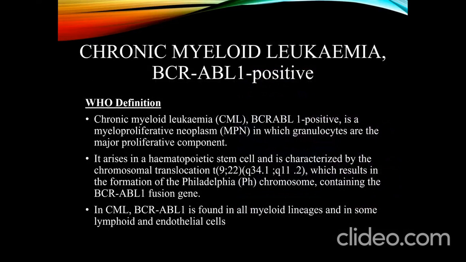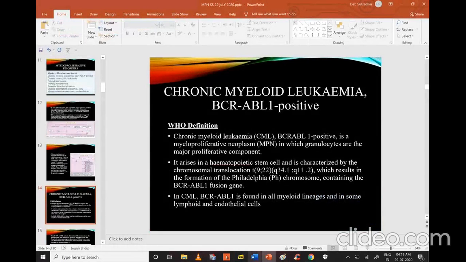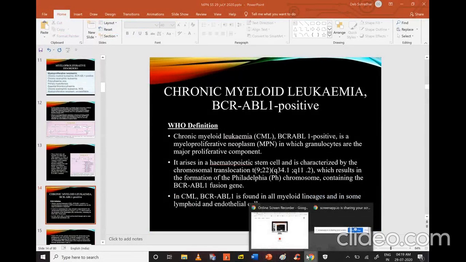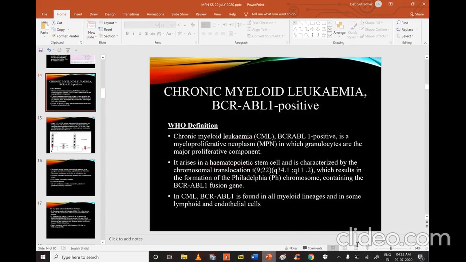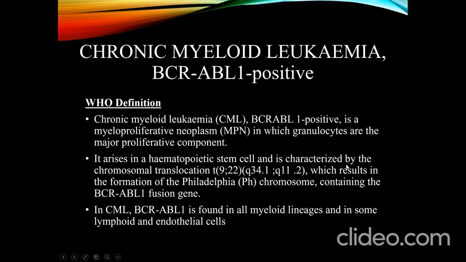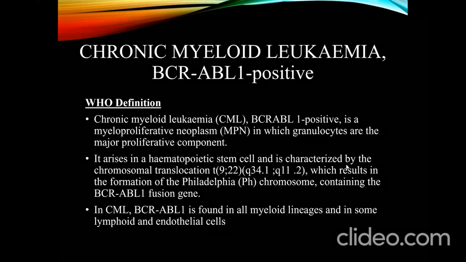So let us now begin with discussion of each of the headings under this category. Firstly, we have chronic myeloid leukemia. So we'll begin with the subheading proper, that is chronic myeloid leukemia, BCR-ABL1 positive.